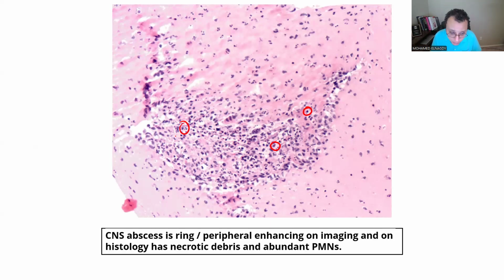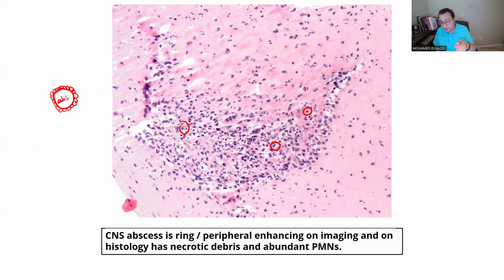That's a CNS abscess or brain abscess, and it usually manifests as a ring enhancing lesion on imaging. You have a ring like this with enhancement by contrast, because there is always this area of necrosis, which is the abscess, and usually the abscess is surrounded by congested vessels. The congested vessels light up with the contrast, and this leads to a ring enhancement around the abscess in the CNS.